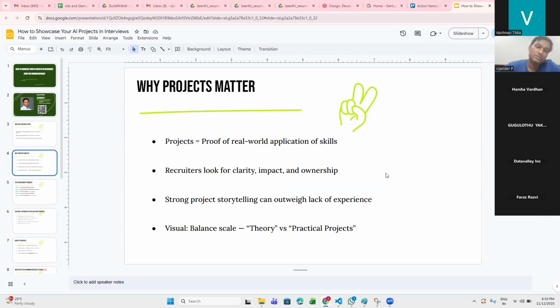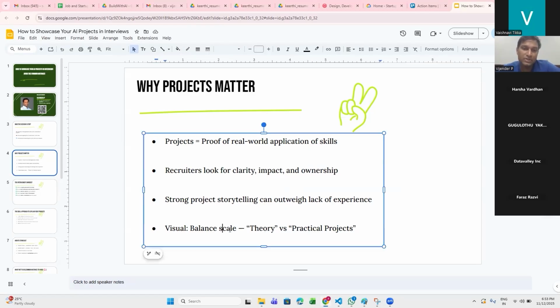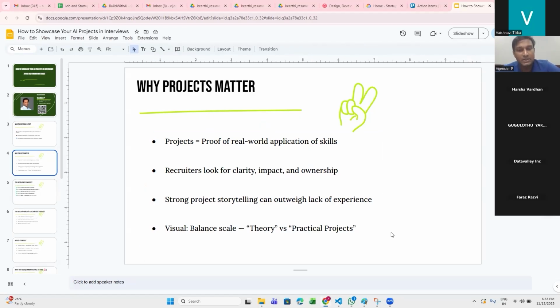Okay. So that's why this slide is dedicated primarily to projects, in terms of why they're important and what areas you need to focus on. The most important thing is the visual, the balance scale: theory versus practical projects. Most of them should be practical projects, which you have worked on, where you have actually deployed them.